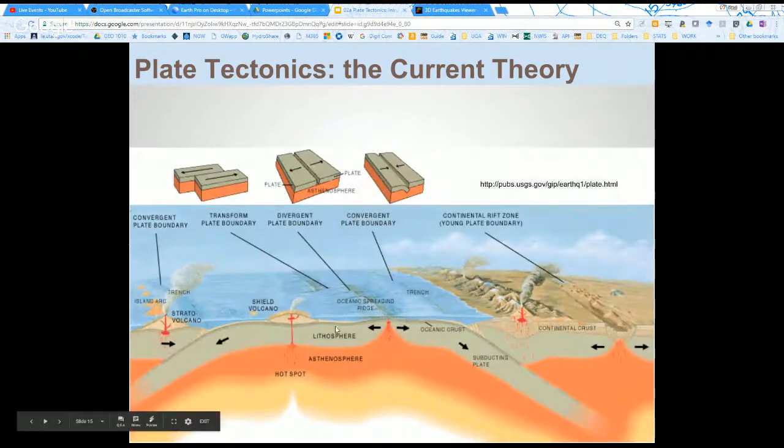So that's kind of a quick overview on some of the foundational stuff, and we'll get into more detail on additional pieces of evidence in the next lecture. And that concludes this lecture here.